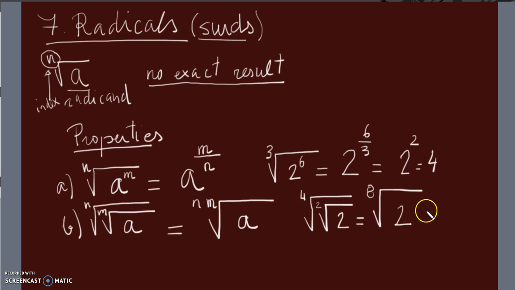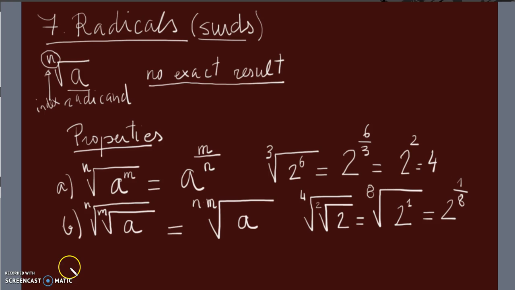If we want to transform this into a power, we will write 2 to the power of, we don't have any number, but think that this is 1. This is 2 to the power of 1. So don't forget to write the 1 when you don't have any power. And so 2 to the power of 1 over 8.